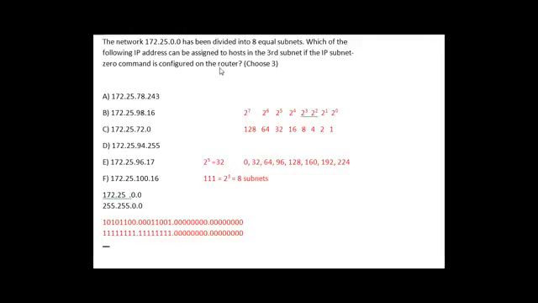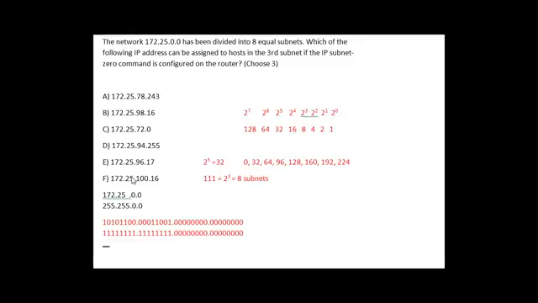Which of the following IP addresses can be assigned to hosts in the third subnet if the IP subnet 0 command is configured on the router? Well, first of all, we've got a starting address of 172.25, and it's going to be subnetted, or divided, into 8 equal subnets. So let's do that first before we even consider these answers. Notice how all the answers start with 172.25.